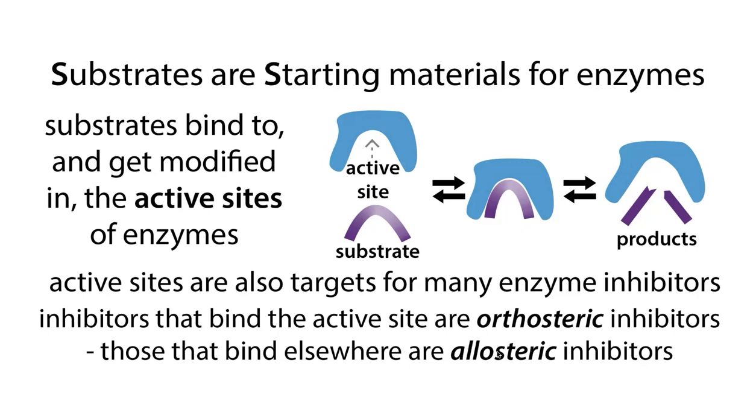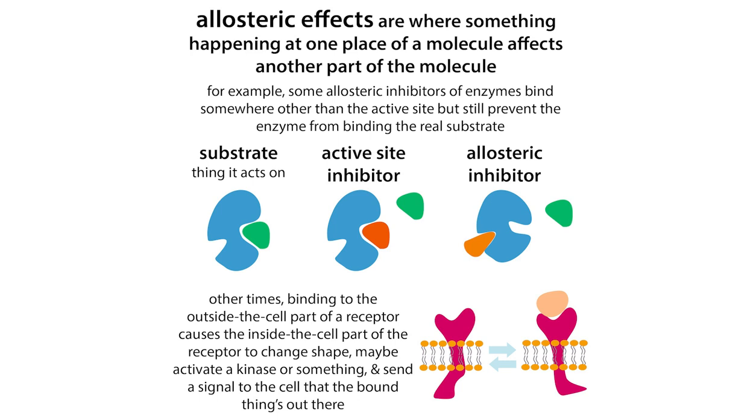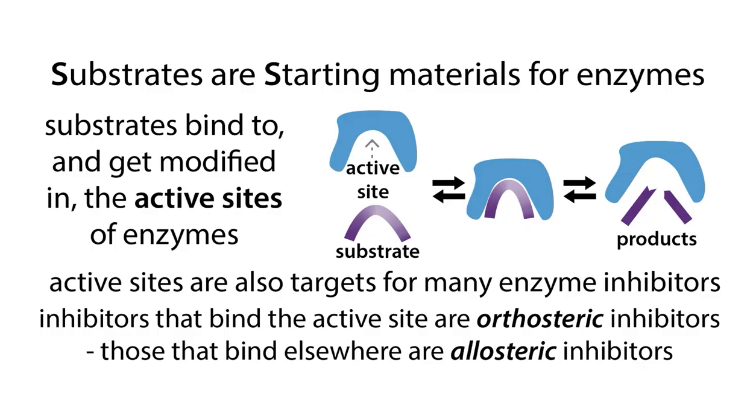We call these allosteric inhibitors. Remember we talked about allosteric effects, where something happens in one place in the protein that affects other things happening elsewhere in the protein. We talked about allosteric effects when we discussed hemoglobin and how a modulator binding to one side of hemoglobin affected something happening elsewhere on hemoglobin.